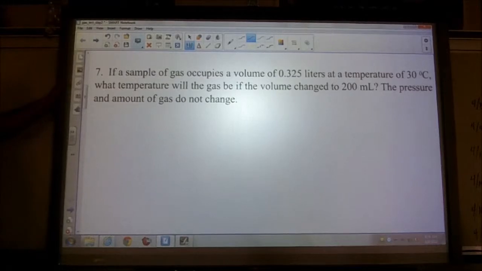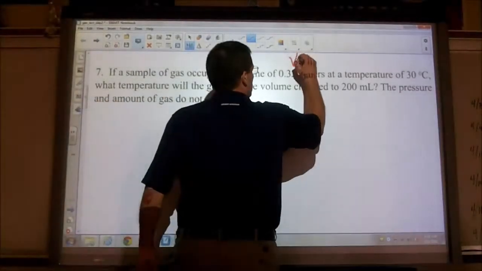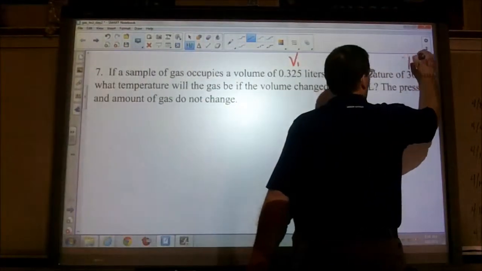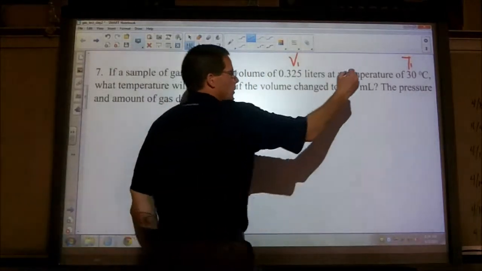Number 7 says if a sample gas occupies a volume, so we have a volume, V1, of 0.325 liters at a temperature, T1, of 30 degrees. Make that a T.